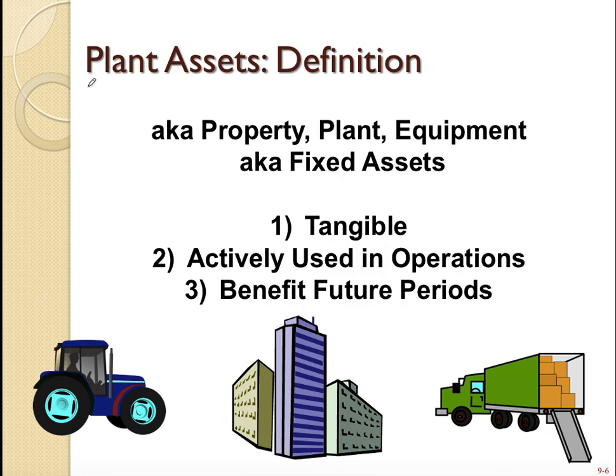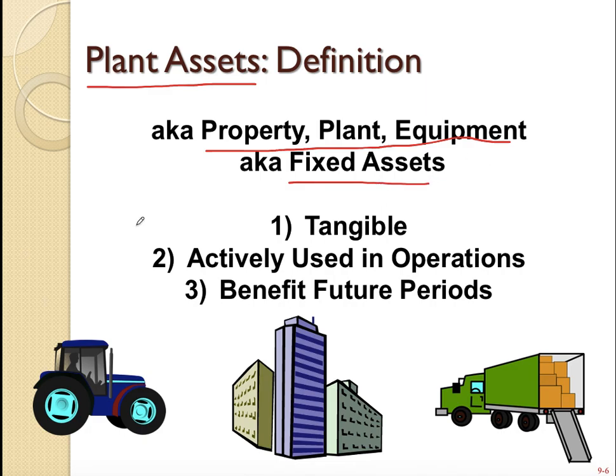Your book refers to these types of assets as plant assets, but other names that you're likely to see on an actual financial statement are property, plant, and equipment. And also, sometimes they're called fixed assets because they are fixed for several years. You're going to have that thing for several years. It's not like inventory where the inventory is going to change every month or 2 months as you sell it and then buy new inventory.